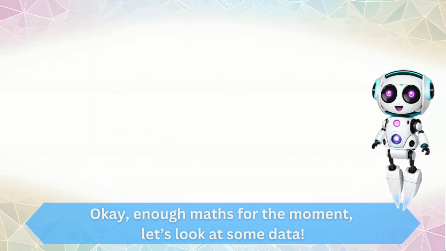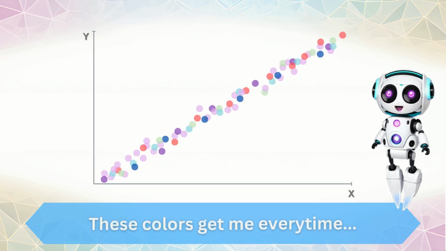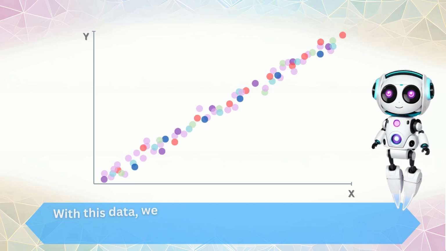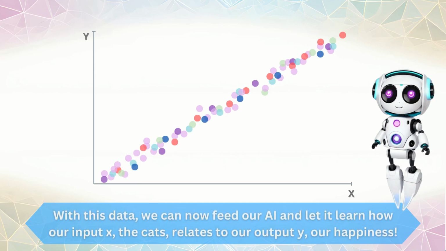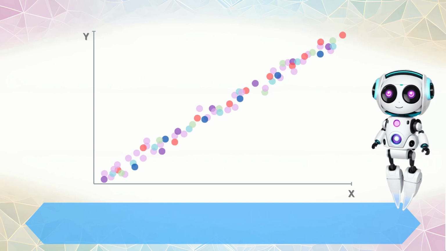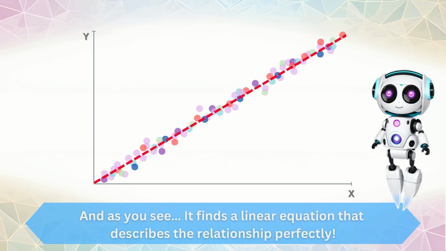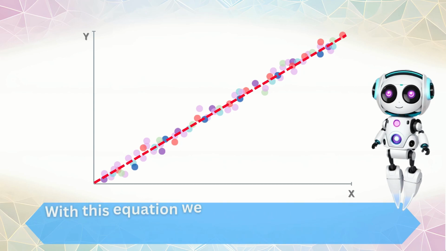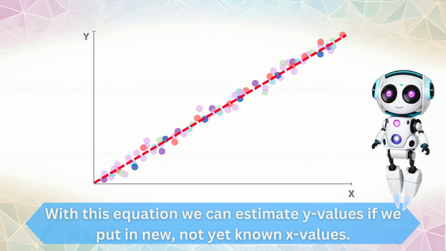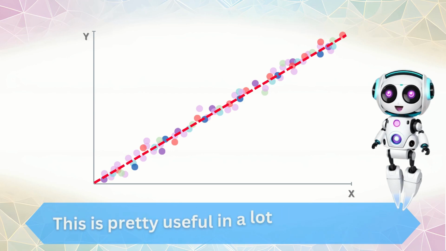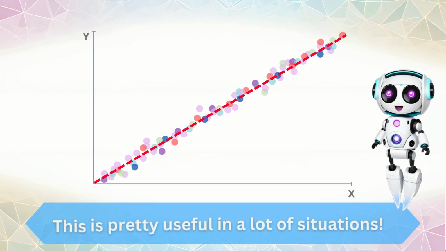Okay, enough maths for the moment. Let's look at some data. These colors get me every time. With this data, we can now feed our AI and let it learn how our input x, the cats, relates to our output y, our happiness. And as you see, it finds a linear equation that describes the relationship perfectly. With this equation, we can estimate y values if we put in new, not yet known x values. That is pretty useful in a lot of situations.